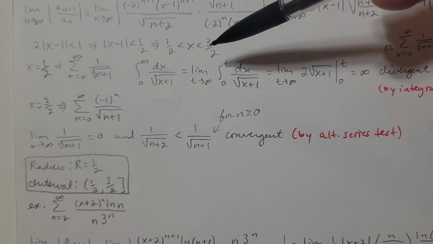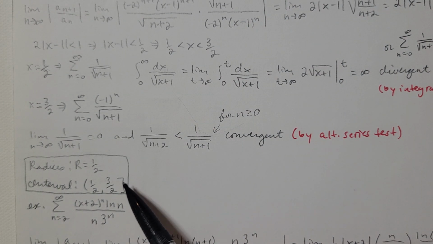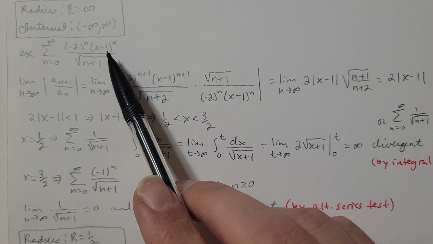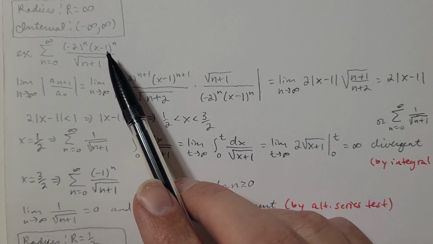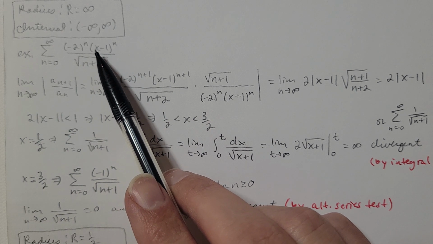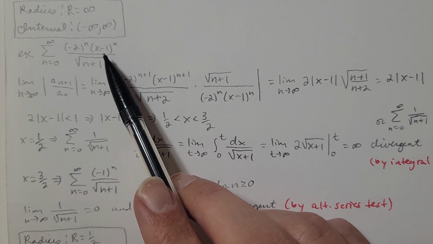What if x is 3/2? Okay, I'm not including the left endpoint. I need to know if I'm going to include 3/2. Well, if x is 3/2, and I plug that in my series here, 3/2 minus 1, that's 1/2. So I'm looking at negative 2 to the n divided by 2 to the n. That's negative 2 divided by 2 to the n is negative 1 to the n.